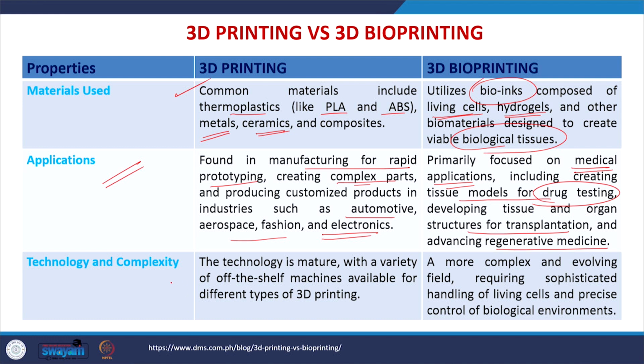In case of 3D printing, the technology is already optimized, and there are a variety of machines available for different types of 3D printing. Whereas in case of 3D bioprinting, it is more complex and it is an upcoming field because it requires sophisticated handling of living cells and also precise control of biological environments to 3D print the tissues. Let us learn about bio inks in more detail.